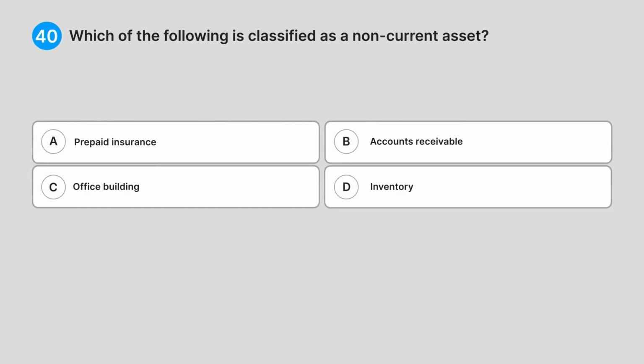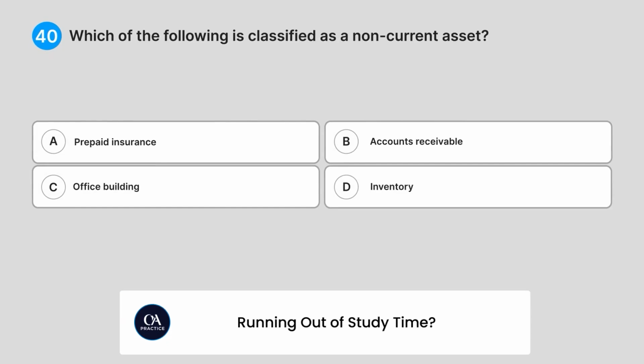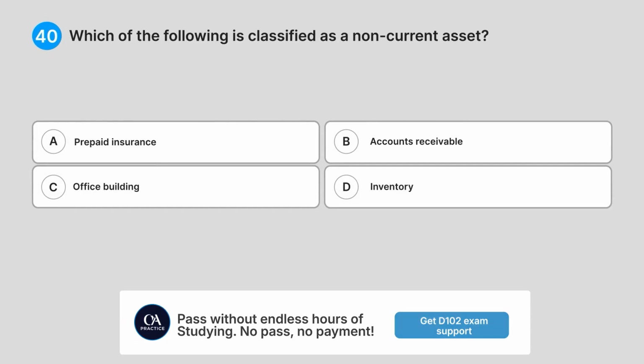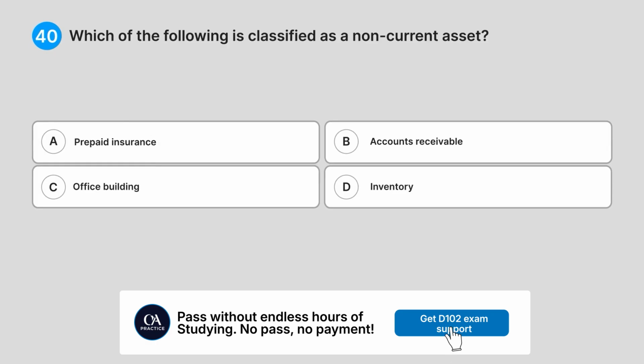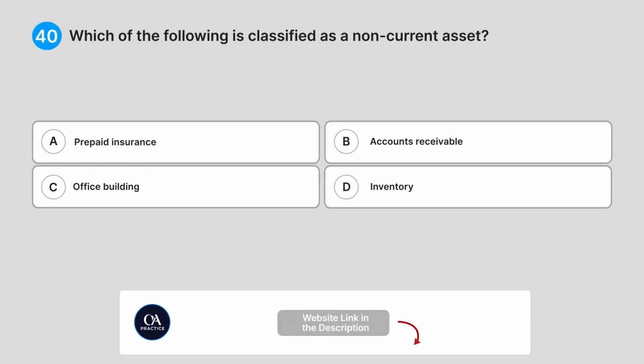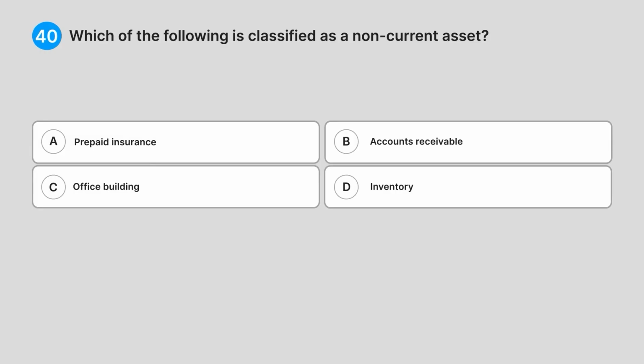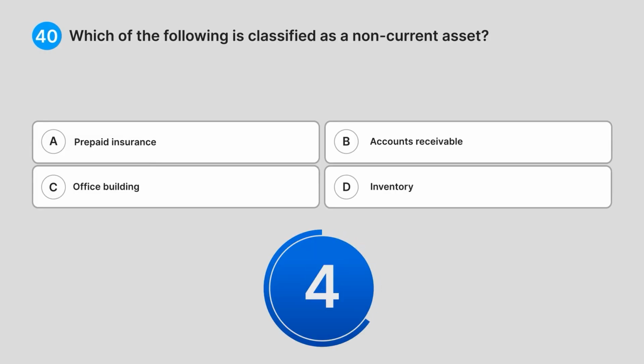40. Which of the following is classified as a non-current asset? A. Prepaid insurance. B. Accounts receivable. C. Office building. D. Inventory. Do you know the answer?